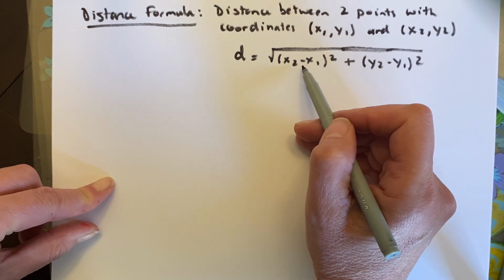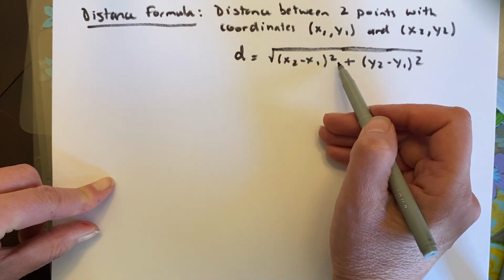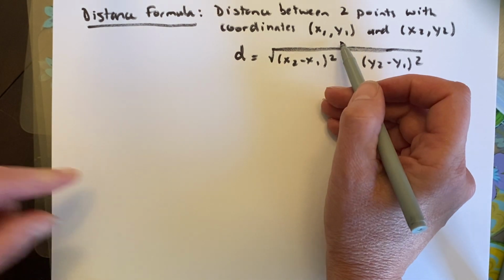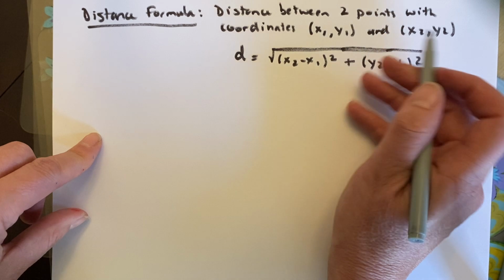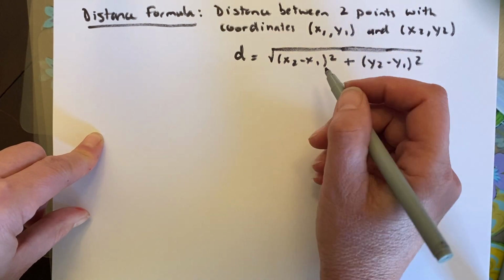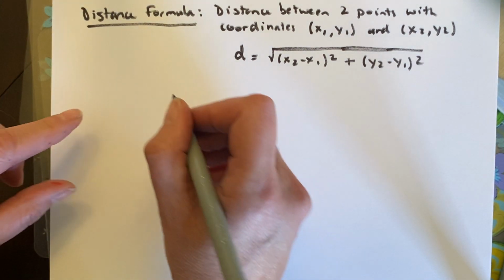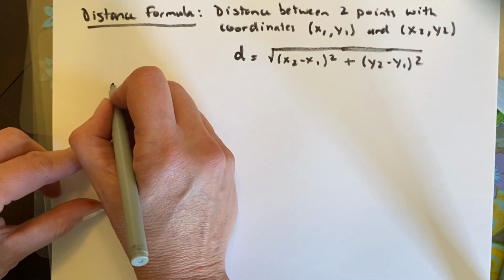Now, just as we did with slope, does it matter which point you start with? No, it's not going to matter because the difference is squared. So whichever point you designate as x1, y1 or x2, y2 does not matter. It will still work.